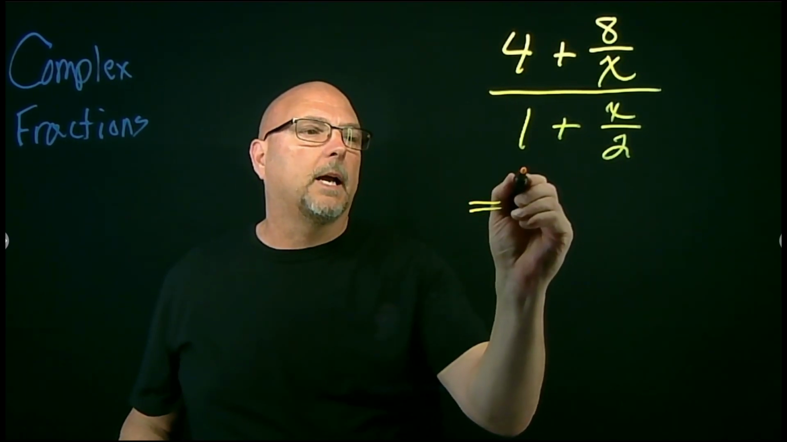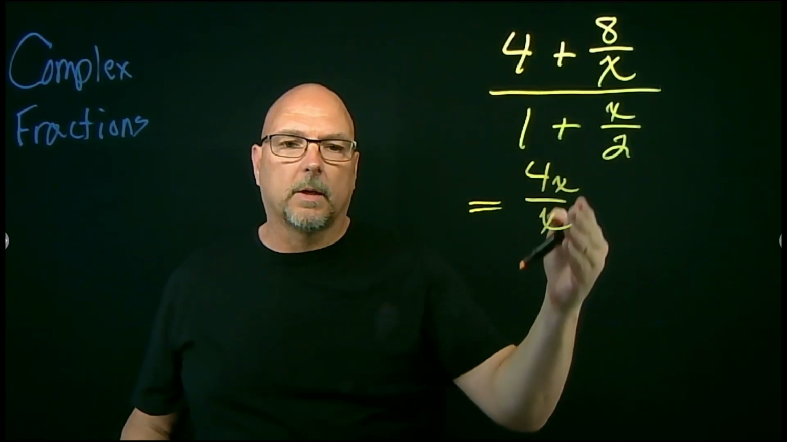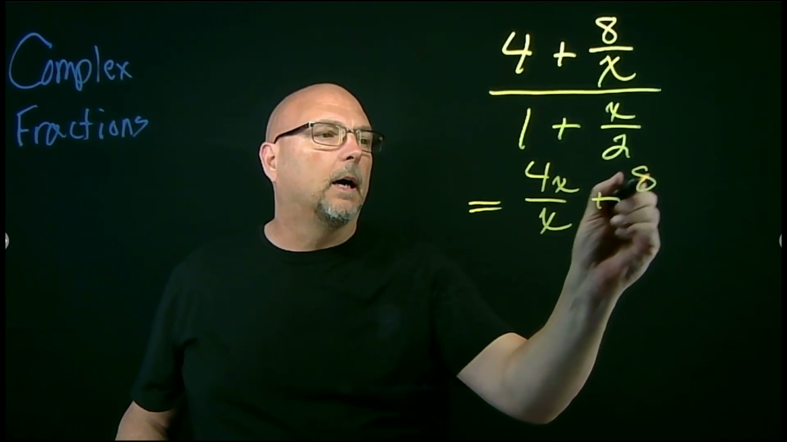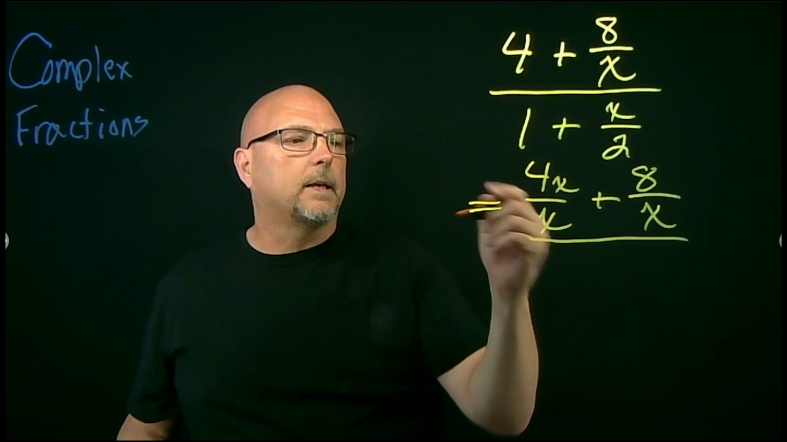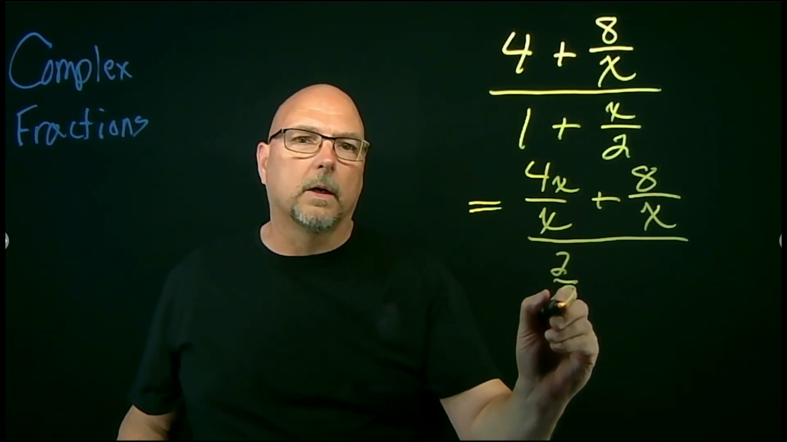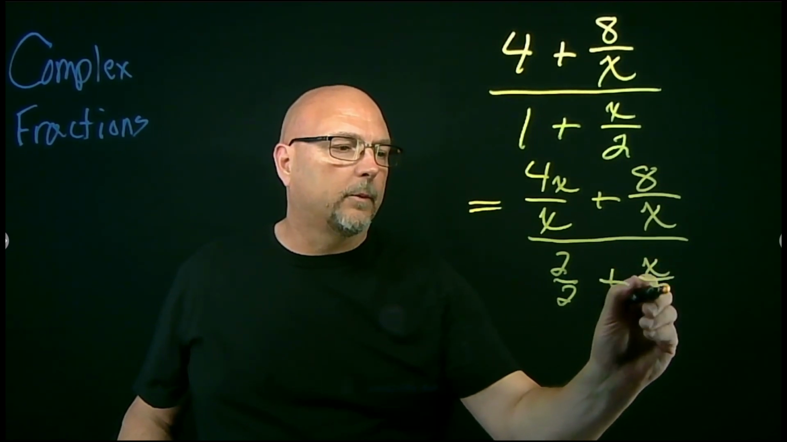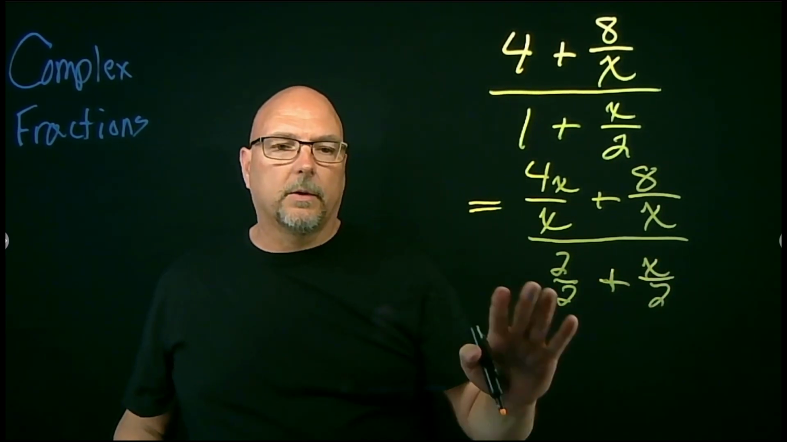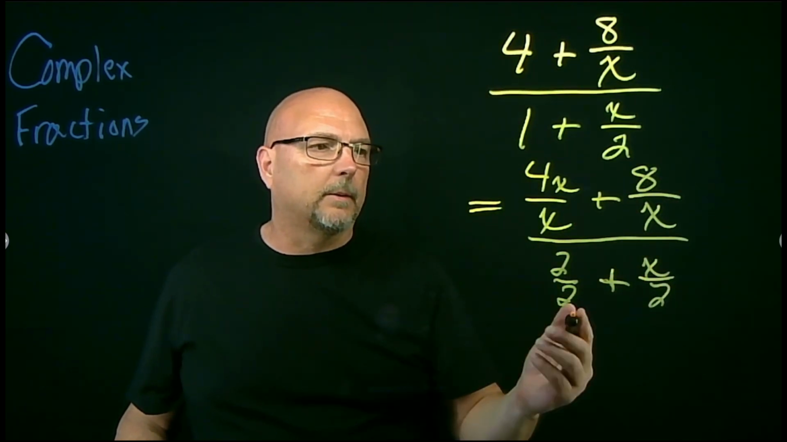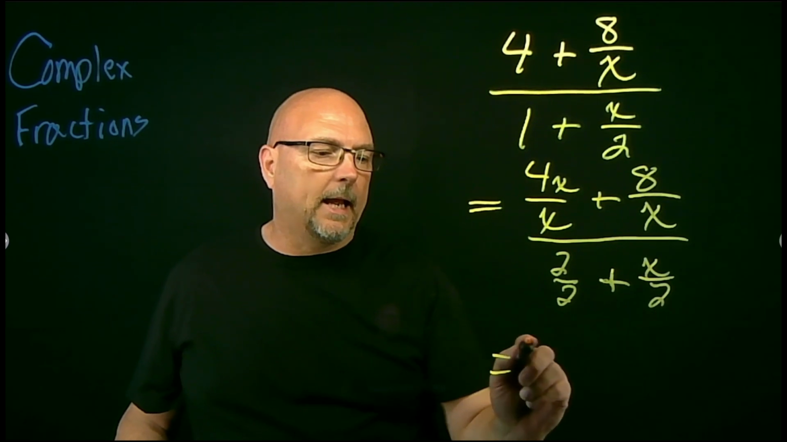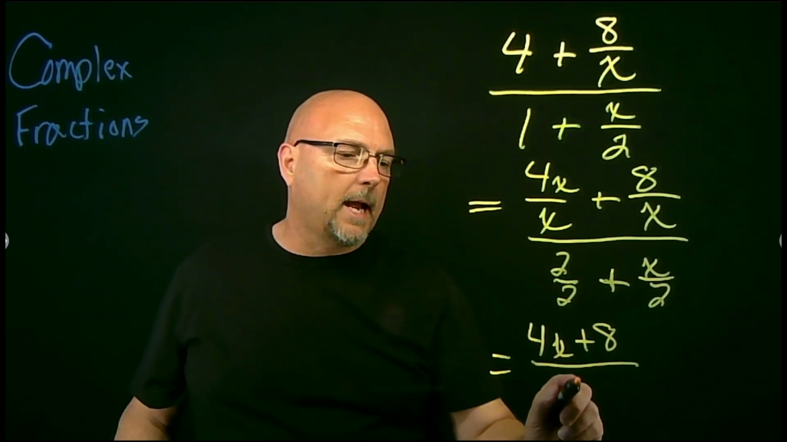So common denominator. This could be 4x over x, we multiply by x over x, plus 8 over x. And that's going to be all over, in the denominator, I'm going to change that 1 to a 2 over 2. And then we have x over 2. So now I have a common denominator in both the numerator and the denominator. So going to go ahead and add those. So 4x plus 8 all over x.